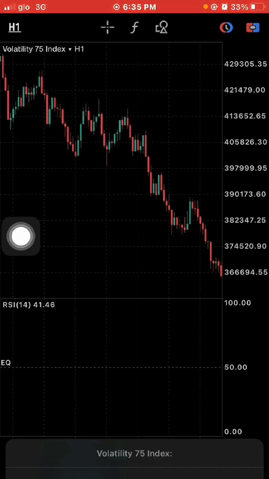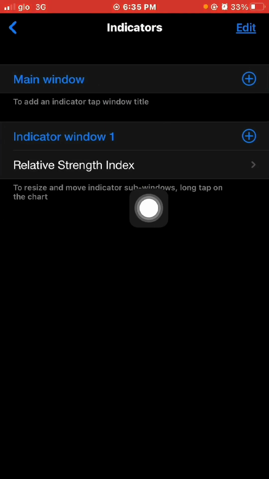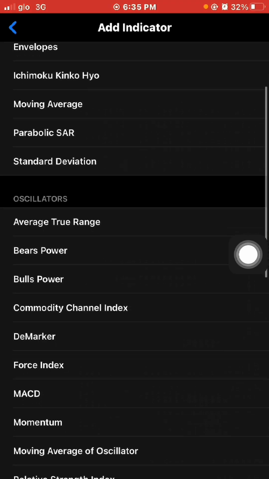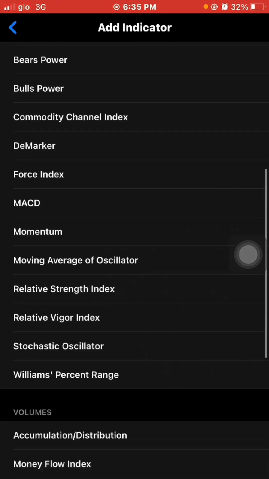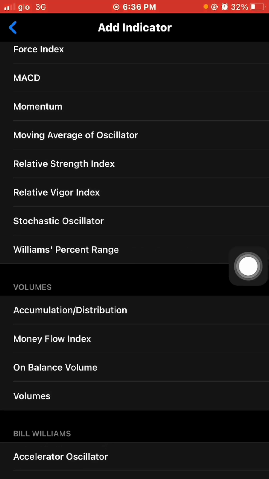Now let's add just one more indicator to the RSI. You click on this indicator window plus sign here. You don't go to main; this is the one that we're going to be using. Then you look for Williams percentage. So this is our Williams percentage. You click on it.